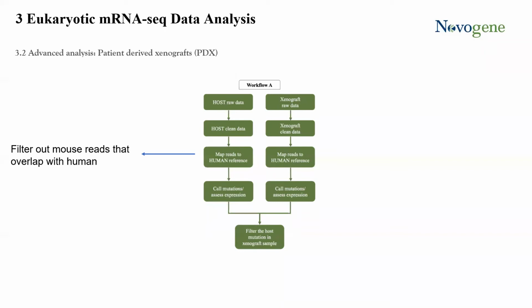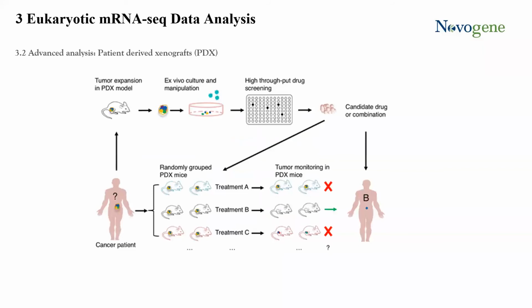Once we took the mouse reads that overlap with human, we can follow the normal RNA-seq workflow and obtain information of mRNA expression from the human tumor cells without worrying about possible contamination from mouse reads. So this methodology is particularly interesting when analyzing the effects of treatment in patients.